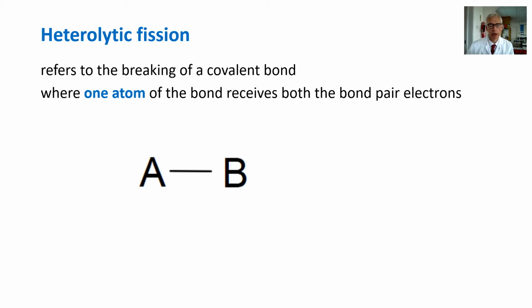So there's two atoms, A and B. There's a covalent bond. Could you draw in the appropriate curly arrow if A is more electronegative than B? Pause and resume when you're ready. Okay, so if A is more electronegative than B, then the heterolytic fission would tend to have A receiving the bond pair and B losing its share of that pair of electrons.